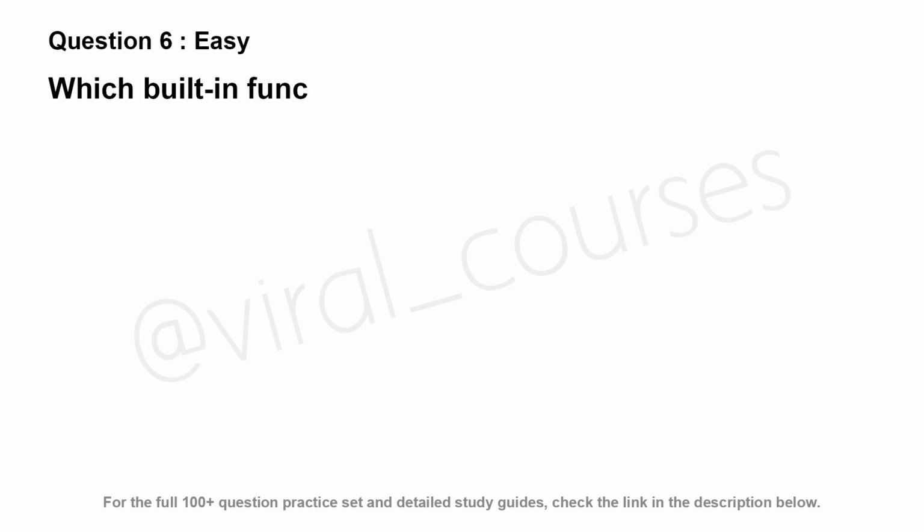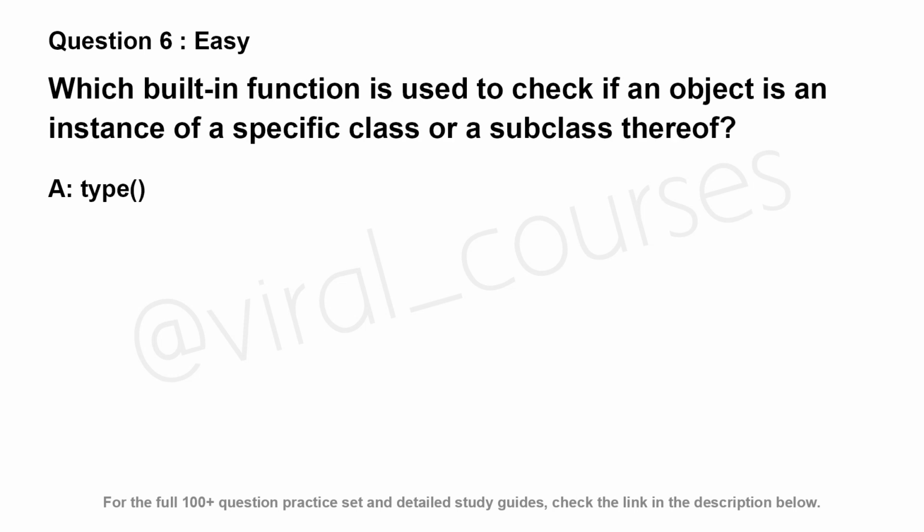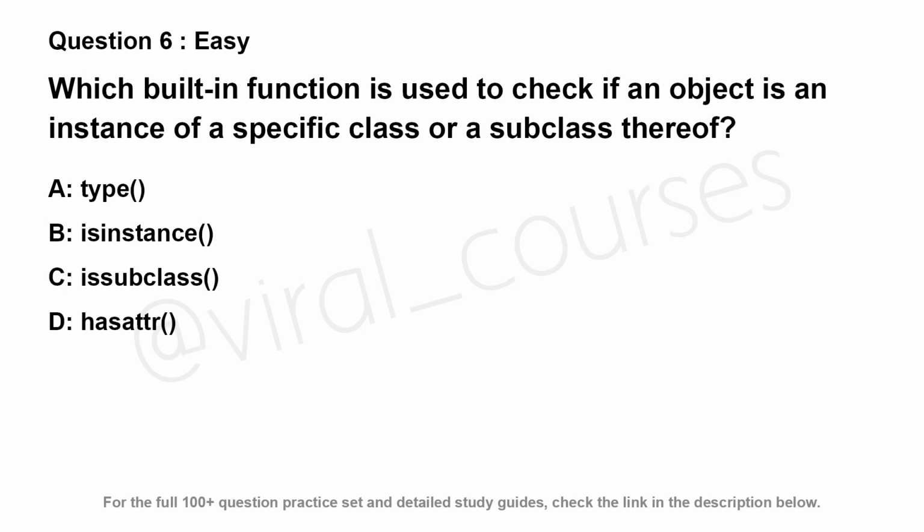Which built-in function is used to check if an object is an instance of a specific class or a subclass thereof? Option A, type. Option B, isinstance. Option C, issubclass. Option D, hasorder.